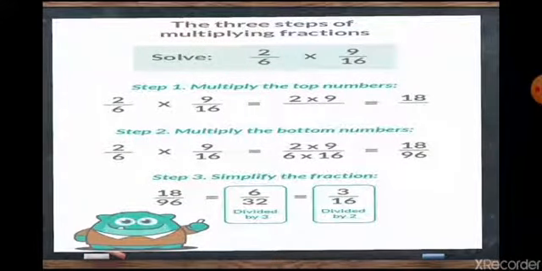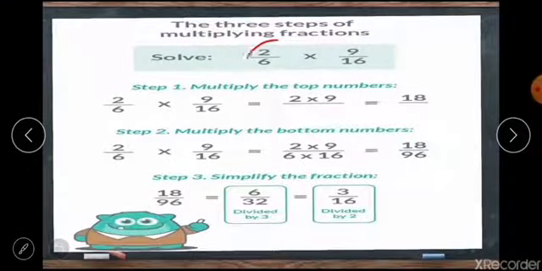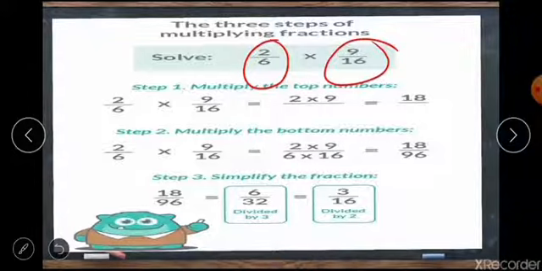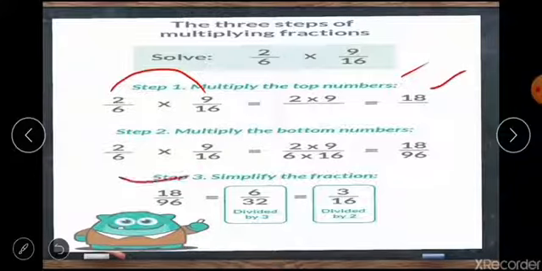If I want to solve this, 2 upon 6 into 9 upon 16, how can we multiply? So student, the first step is, as I told you, that first you will multiply the top numbers, which means 2 into 9. So 2 into 9 will be 18, and then you will multiply the bottom numbers, which means 6 into 16, that will be equal to 96.